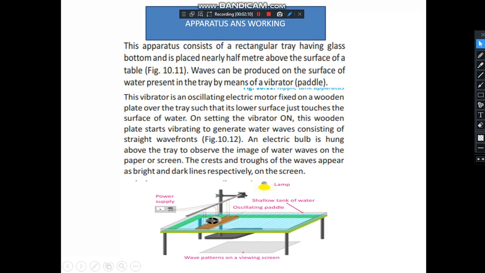When we switch the vibrator on, this wooden plate starts vibrating and generates water waves on the surface of the water. An electric bulb is hung above the tray to observe the image of the water waves on the paper or screen. The crests and troughs of the waves appear as bright and dark lines respectively on the screen, and this pattern can be seen here.